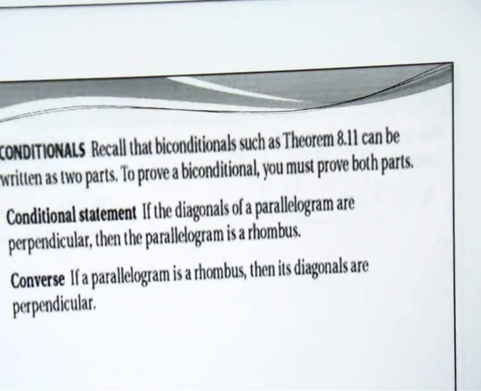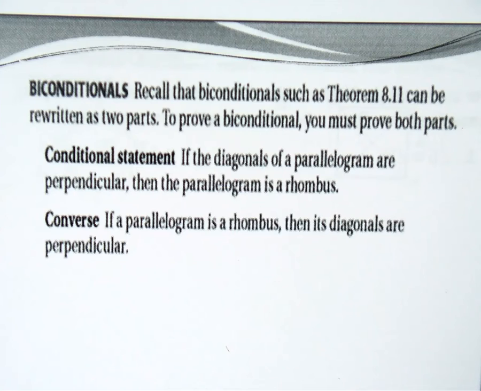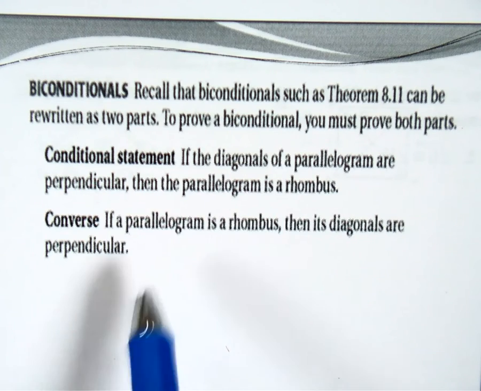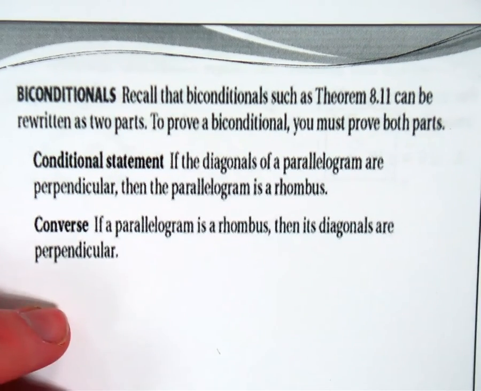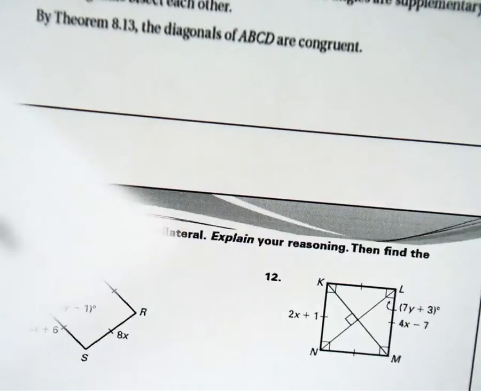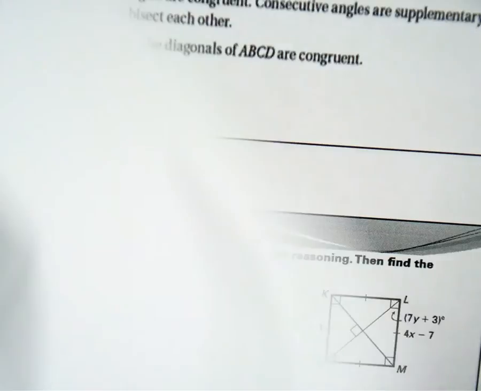And we're going to review our biconditional, our if and only if. Recall that biconditionals, such as those theorems we just went through, can be rewritten as two parts. To prove a biconditional, you must prove both parts. Conditional statement: if the diagonals of a parallelogram are perpendicular, then the parallelogram is a rhombus. Converse: if a parallelogram is a rhombus, then its diagonals are perpendicular. So remember, we should be able to prove both of those each way.